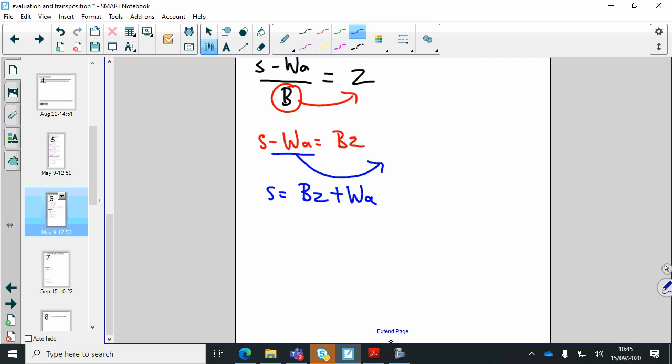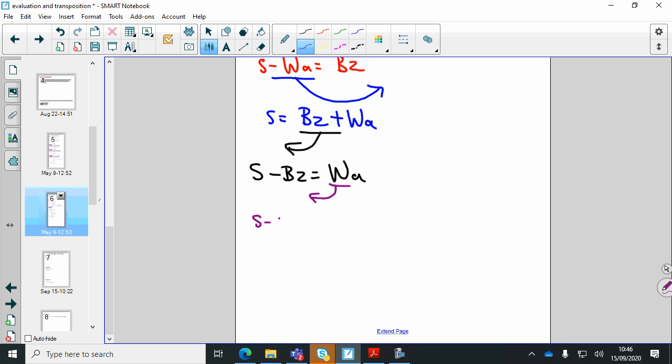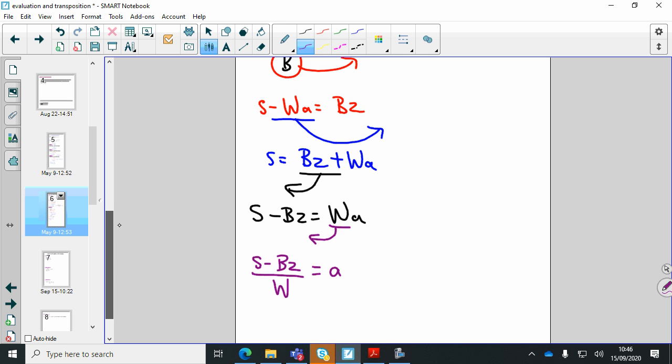Okay, I then start to bring everything back the way. So do I bring the BZ across or do I bring the W across? Well, W is closest to A, so I leave that until the end. So this, because it's added to that side, comes across and gets subtracted. So we get S minus BZ equals WA. And then finally, this W is multiplying the A. So it's going to come across and divide. So finally, we have the subject of the formula. So that's quite a tricky one, that one.